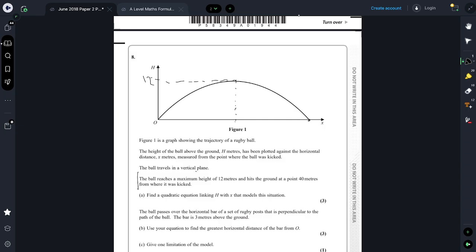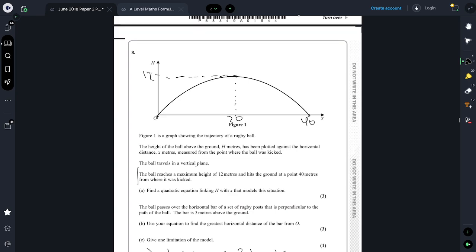When it hits the ground at a point 40 meters, so the ground is here when h is 0, 40 meters when it's kicked. Well, it's not going to be here, is it? It's going to be here. It's 40 here. So x is 40 meters from when it was kicked. But now we know this is 40. This means this has to be 20.